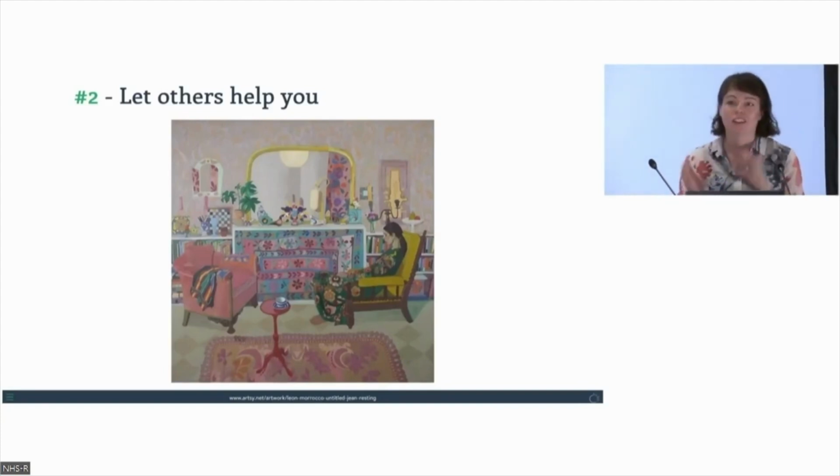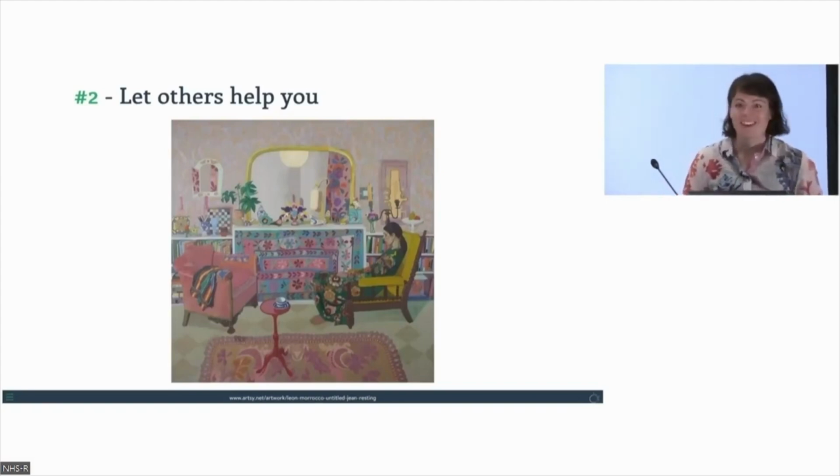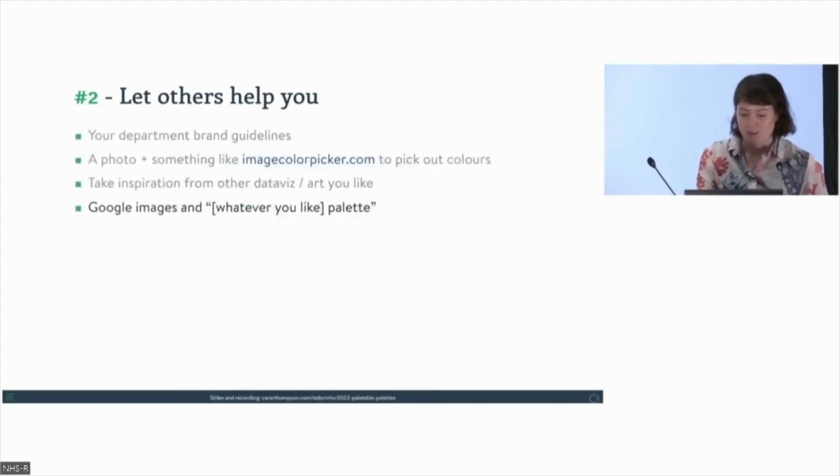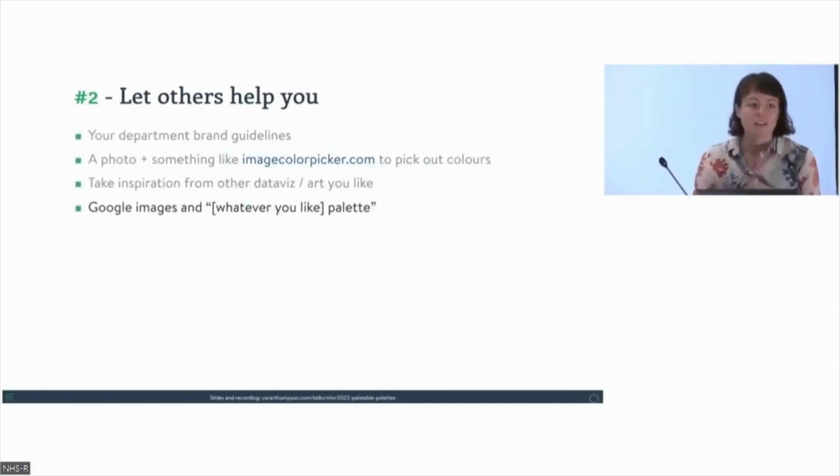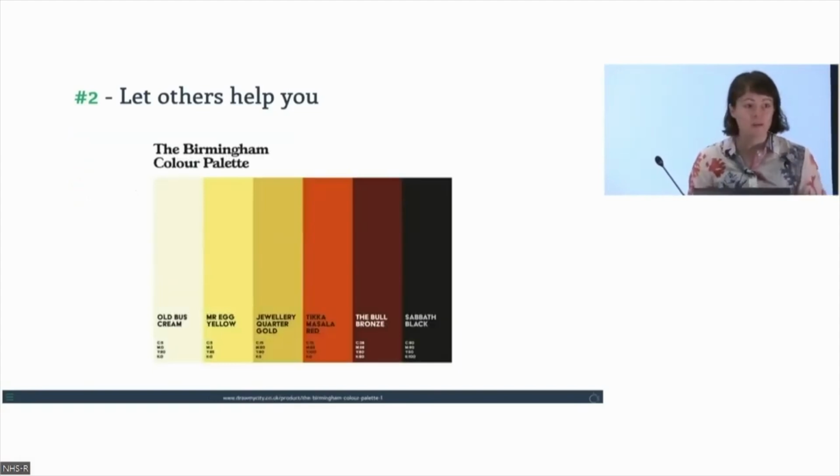So look around you, go to the art galleries if you have a chance to do that, and try and learn from people who are experts at these things. The other thing you can do is Google whatever you like palette. I gave that a go yesterday. Turns out there is a Birmingham colour palette. There we go. Who knew that?